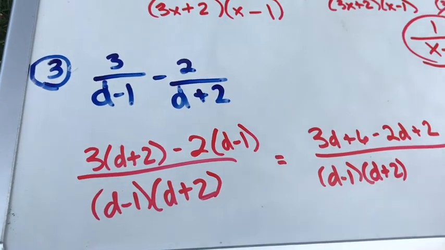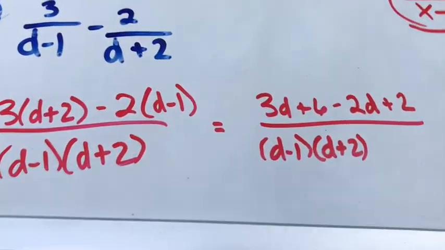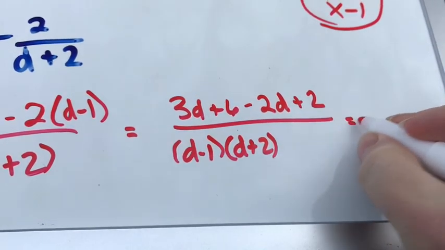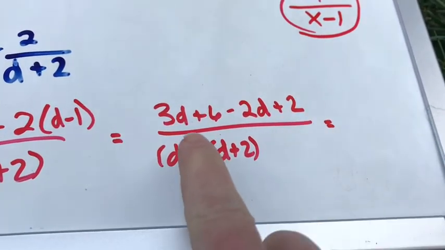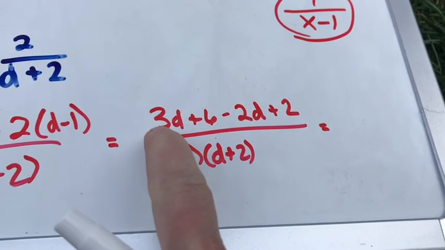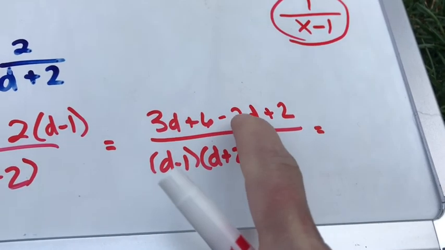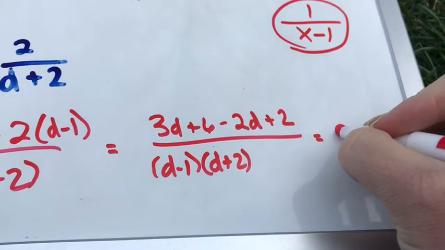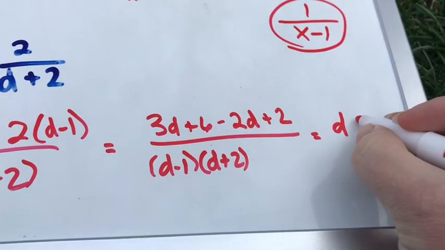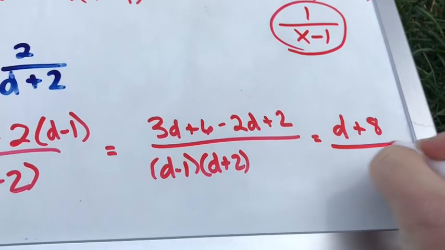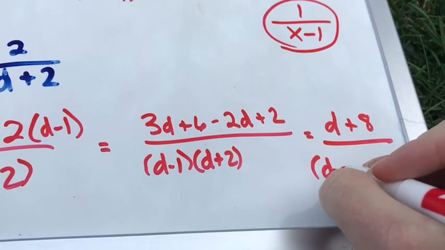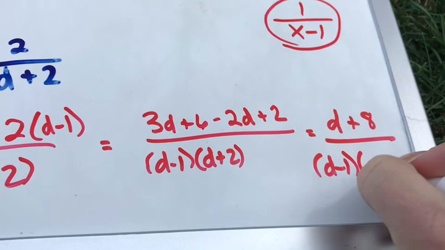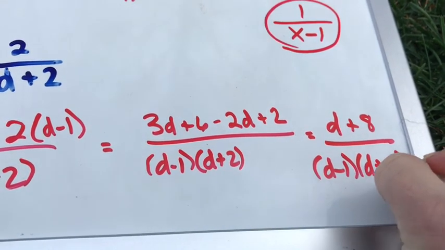All right, now I'm going to combine my like terms. I fear that I'm going to run out of space, but I think we might be okay. So we've got 3d minus 2 times d, which is just plain d, and then plus 8 over the d minus 1 and d plus 2.